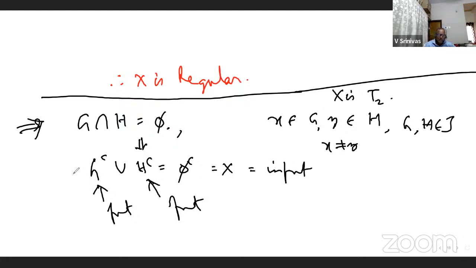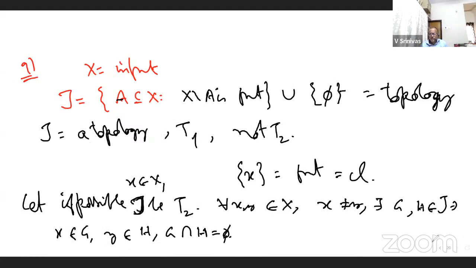Because this is a union of two finite sets, this is finite. This is a contradiction, right? A finite set cannot be equal to an infinite set. So that's how our space tau cannot be T2.